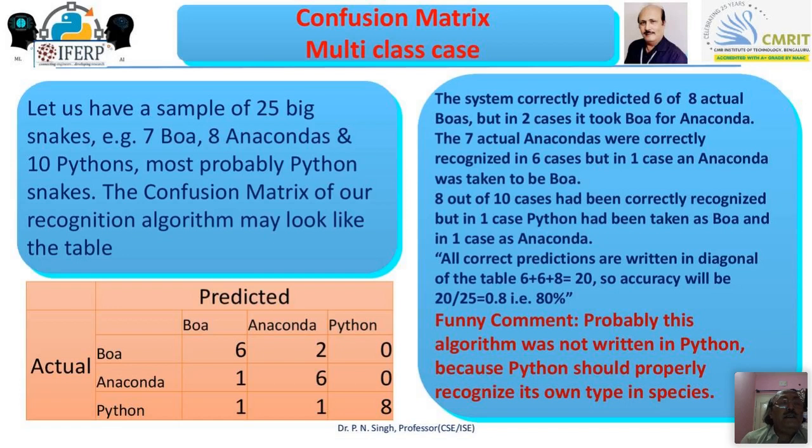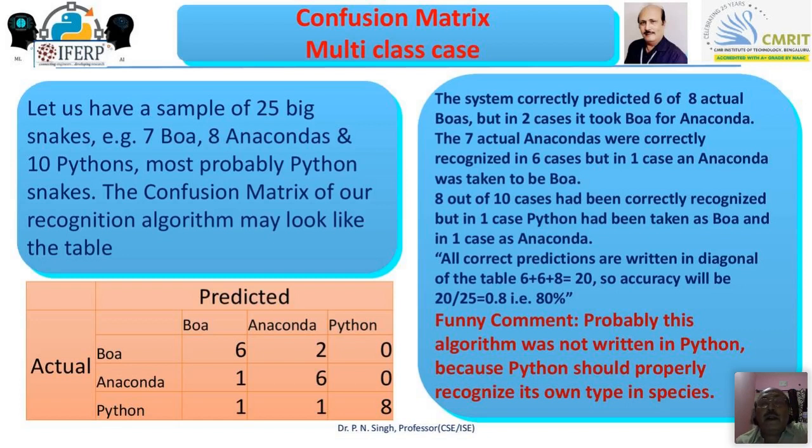So we have here 7 boas. Okay, 6 are identified truly, but one is identified wrongly as anaconda and one is identified wrongly as python. Like that, it is actual. Here it is anaconda, the total number is 8, but okay, 6 are identified truly as anaconda, but 2 are wrongly identified as boa and 1 as python. And here it is python, a total of 10 pythons. Here 1 is predicted as boa, 1 is predicted as anaconda, 8 are predicted as python.